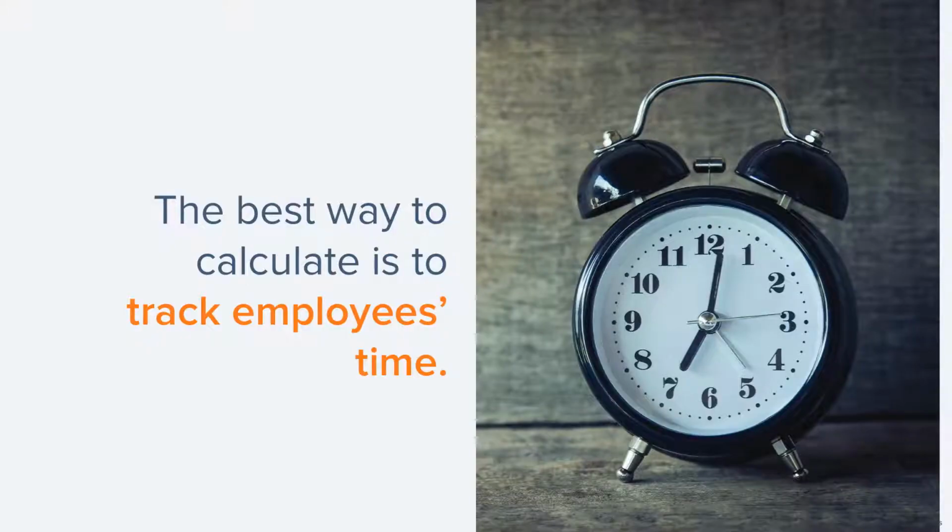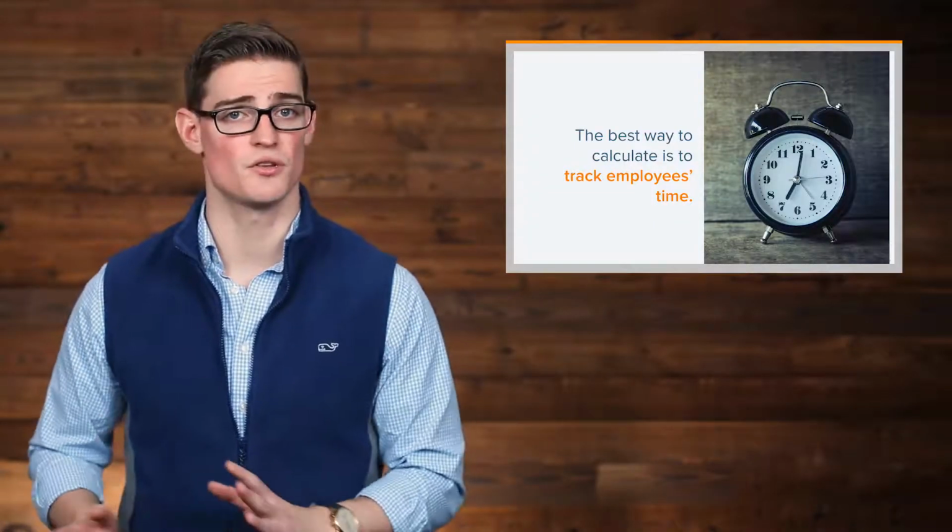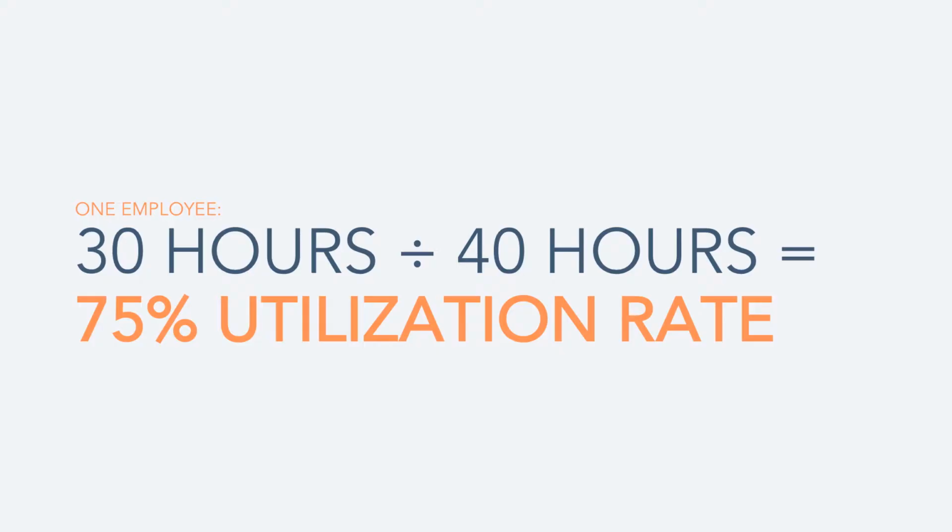The best way to calculate this number is to track your employees' time, and there are a ton of tools out there to use. If an employee clocks 30 hours of client work, or billable hours, each week, divide those 30 hours by a 40-hour work week. This amounts to a 75% utilization rate.